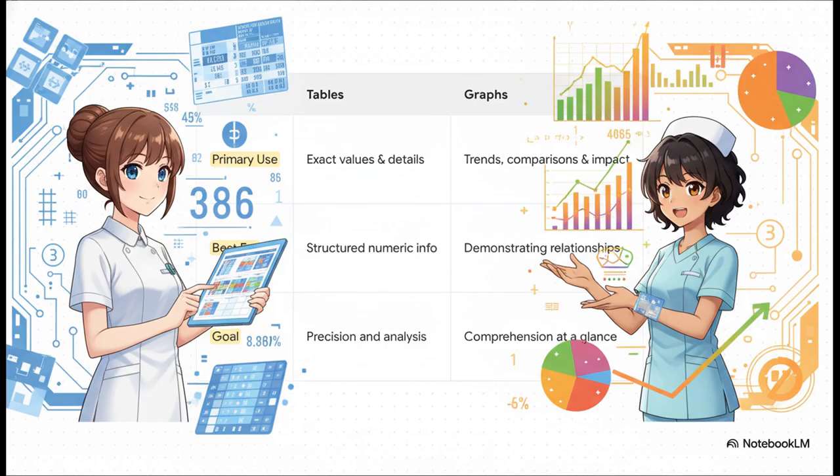If you need precision, if the exact numbers are what matter most, you're going to use a table. But if you want your audience to get the main idea in a split second, to see a trend, to compare things, to feel the impact of what you found, then a graph is definitely the way to go.